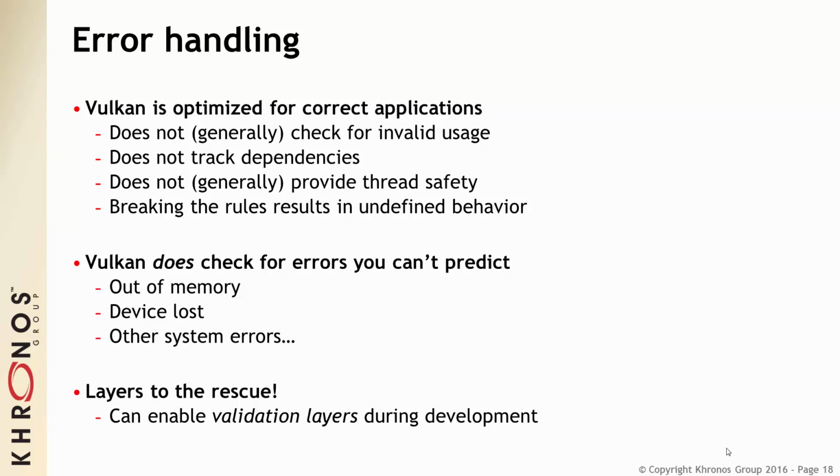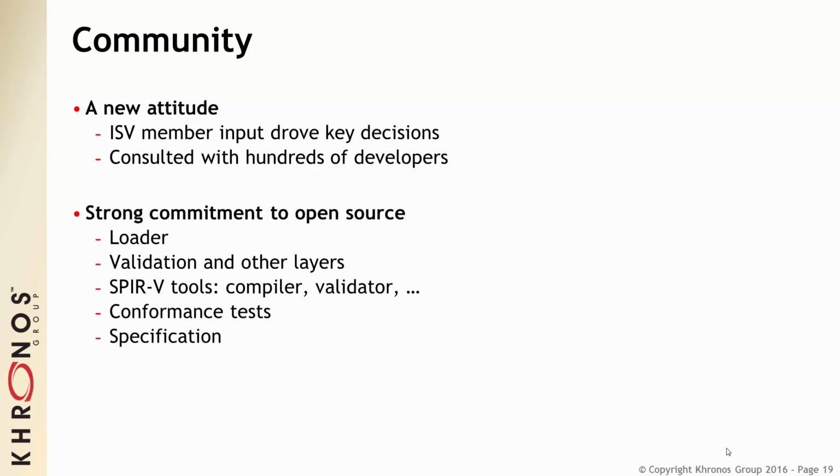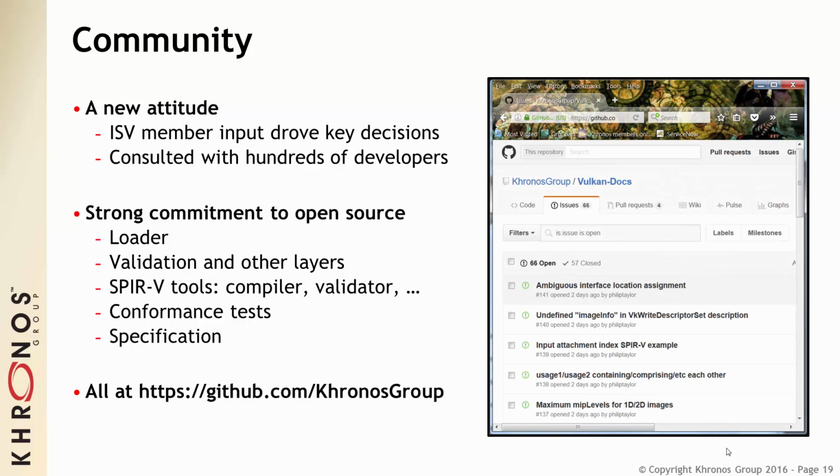With Vulkan, we're trying very explicitly to be more community-facing, more responsive. It is certainly the case that ISV input, as I described earlier, drove many of the key API design decisions. We also worked quite hard to consult with a larger population of developers during the design, for their feedback. We've also made a strong commitment to open source. The loader that I described earlier is part of a driver, but it is available as open source and you can bypass it. All the layers that I talked about, the API for creating layers is exposed, and all of the layers that Khronos has developed or that Khronos members have developed are available on GitHub.